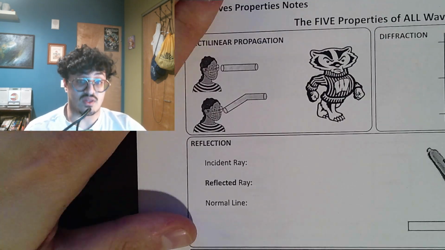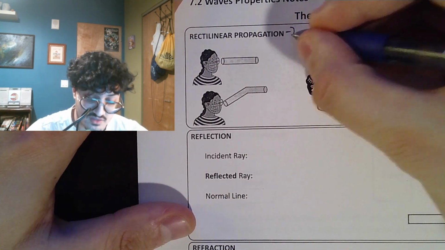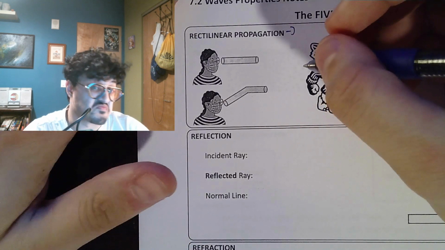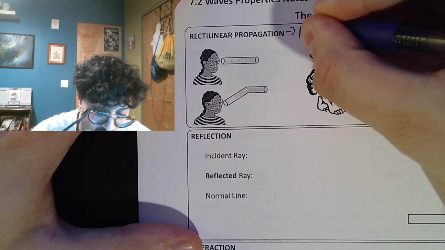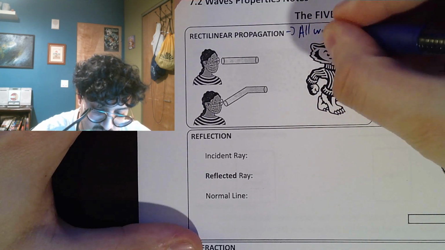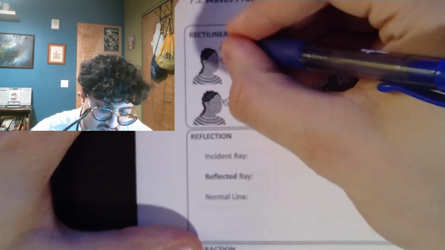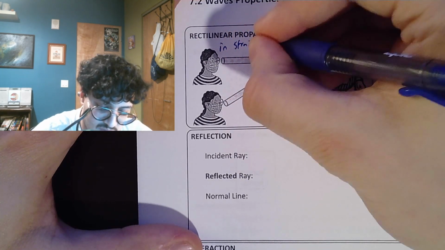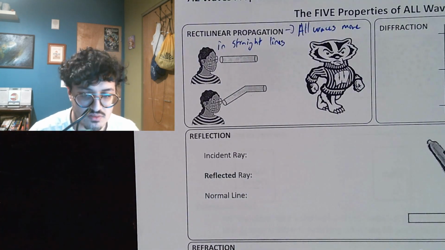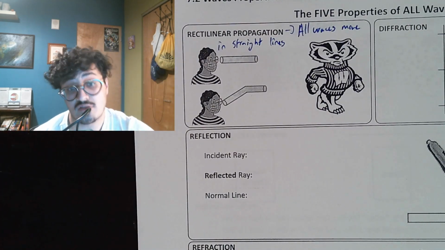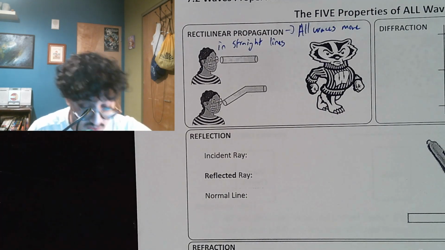Let's start out with the first one, rectilinear propagation. Rectilinear propagation sounds very complicated. I don't know why. It is the easiest of these. It is the fact that all waves move in straight lines. That's all this property is. It's just saying that waves will move straight unless something else is forcing them not to.